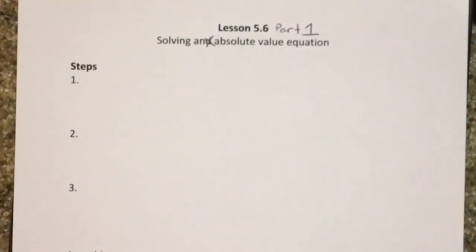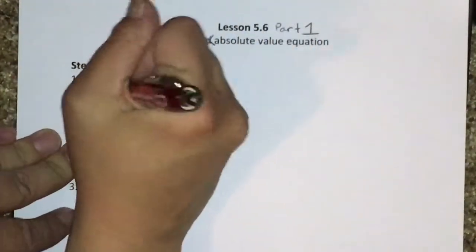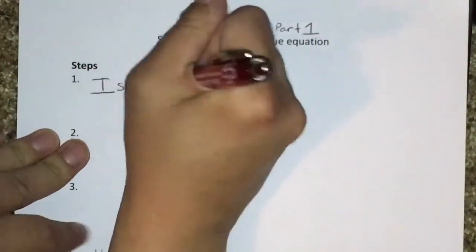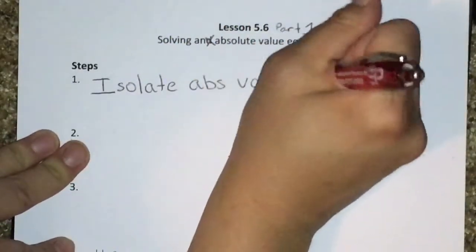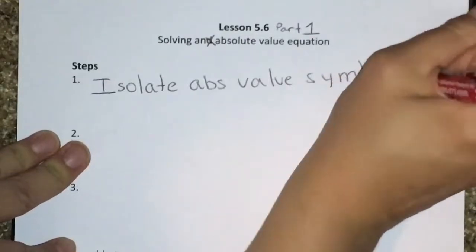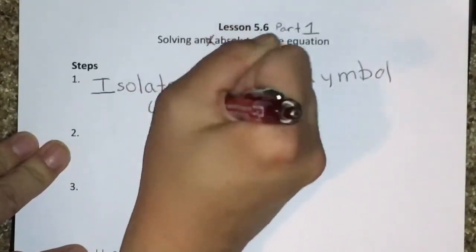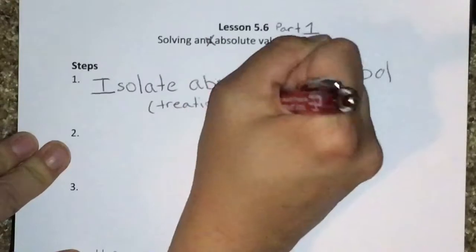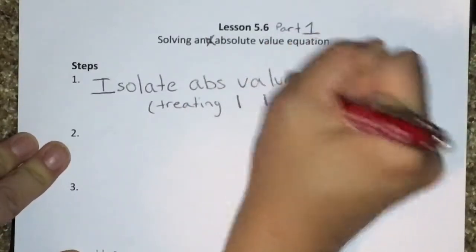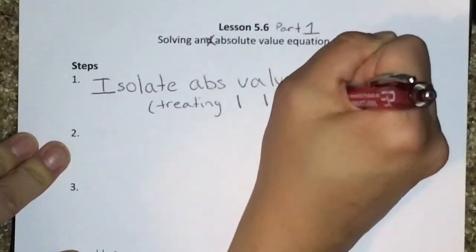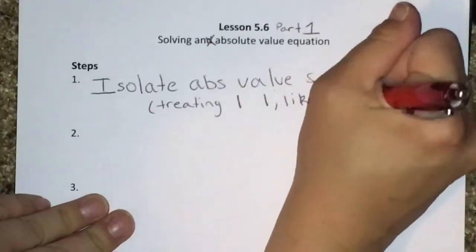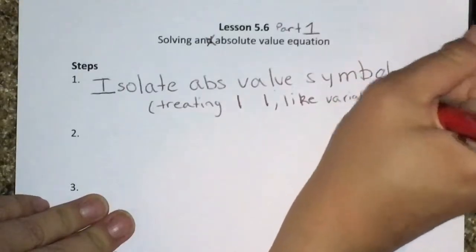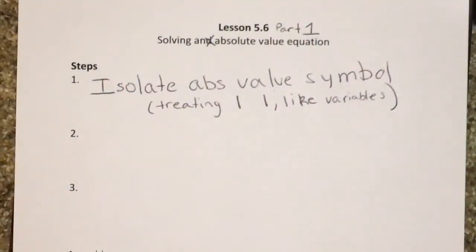So there are 3 steps to solving an absolute value equation. The first step is to isolate the absolute value symbols. In other words, you're treating the absolute value symbols like variables. You're treating them as if it's something that you want to isolate. You want to get them by themselves.